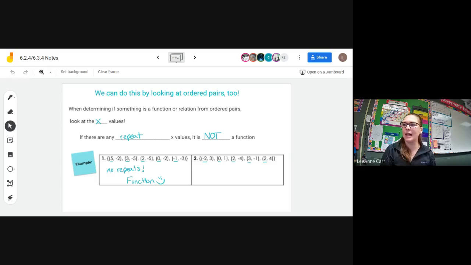Akaya sees a repeat X. Akaya, which one is repeating? 2, we have a couple of 2s there. I got a 2 here and a 2 here. So repeats exist. Oh no. That means it is not a function. Or we can say it is a relation.